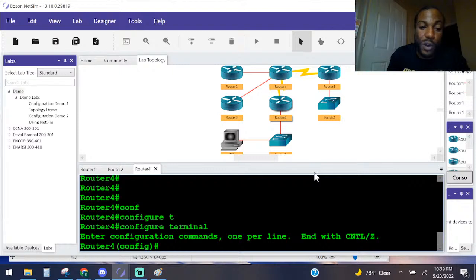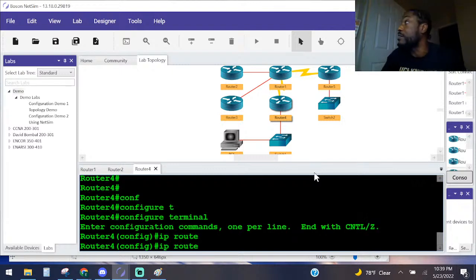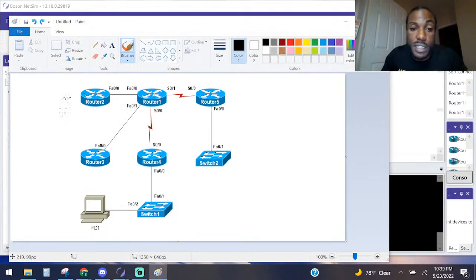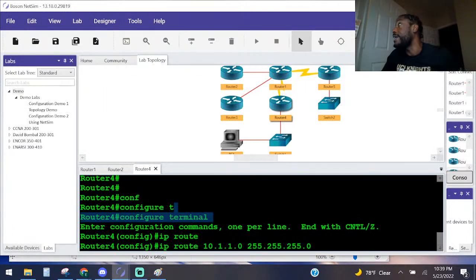So on router 4, we say ip route. That is the command to configure a static route to make it to what network? The 10.1.1.0 network, with a subnet mask of /24, and the next hop of what? This right over here, which is router 1's 0/0 interface, and I can't even remember. Router 4, 12.5.10.2. That's the next hop.